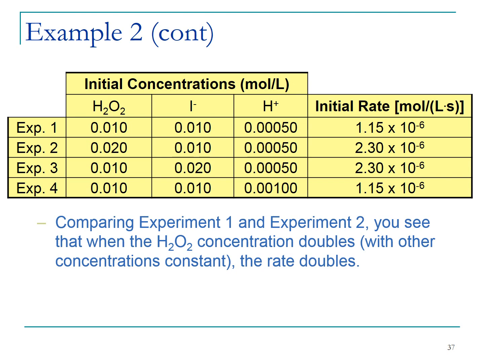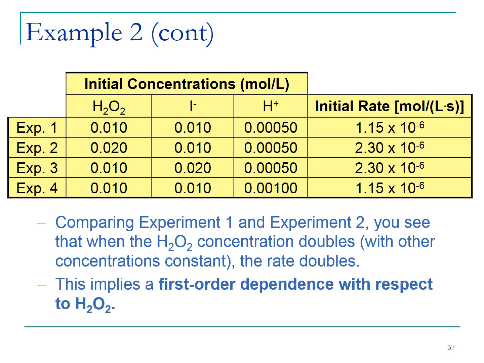All right, so experiment 1 and experiment 2, we see that H2O2 doubles and the rate doubles. What is that? First order. So that's a first order dependence. That means little m is 1.